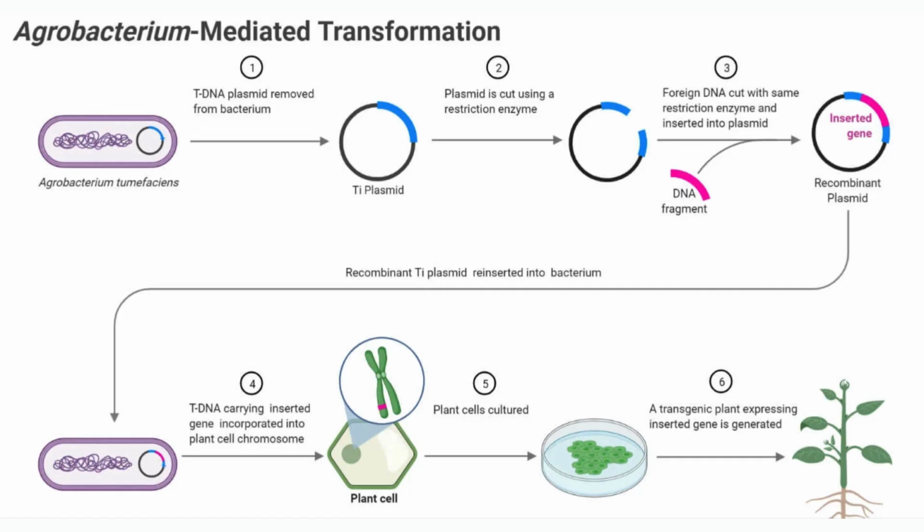So here the key takeaway is scientists modifying the Ti plasmid, replacing tumor-inducing genes with beneficial ones. Secondly, the modified T-DNA integrates into the plant genome, making the plant transgenic. Thirdly, a selection process ensures that only the successfully transformed cells survive. And lastly, the final product, which is a genetically modified plant with desirable traits.